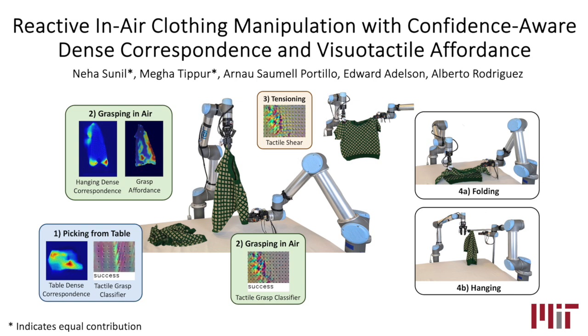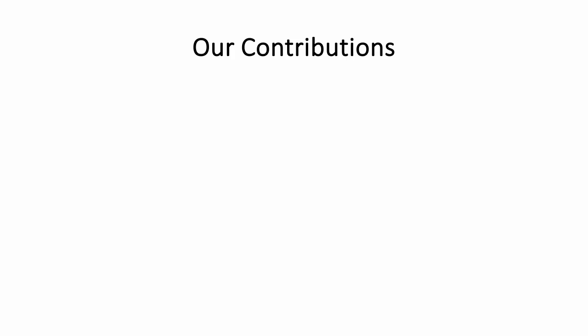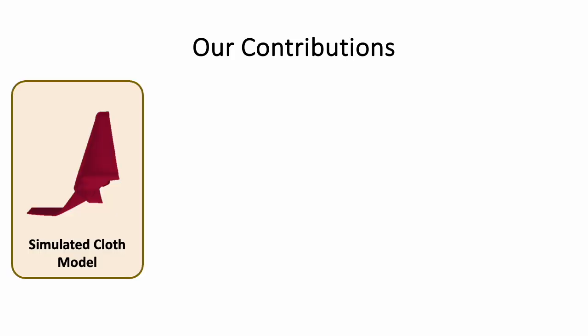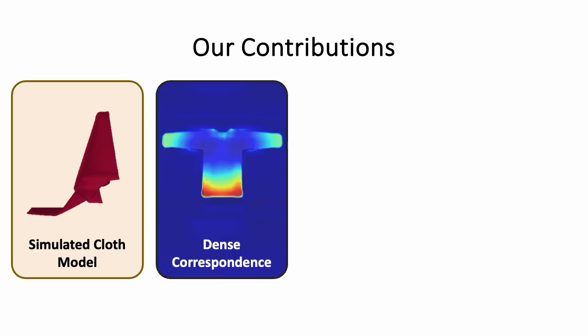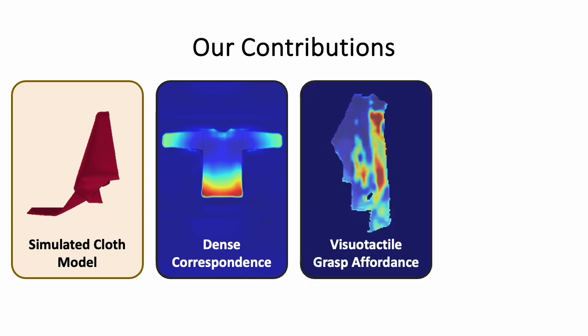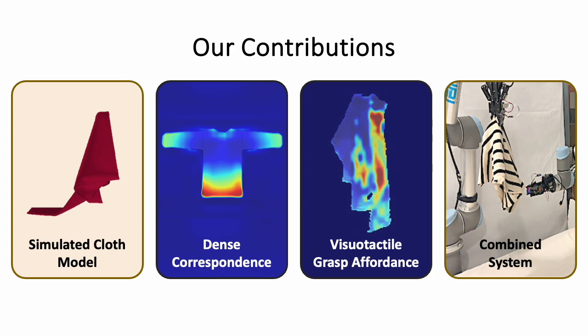In this video, we present our work on reactive in-air clothing manipulation using confidence-aware dense correspondence and visuotactile grasp affordance. Our key contributions are custom simulated shirts for correspondences across different shirt geometries, confidence-aware pixel-wise dense correspondence for shirts both crumpled on a table and hanging in air, visuotactile affordances to find good grasp regions, and finally, we combine correspondence, affordance, and tactile sensing for reactive, task-agnostic in-air garment manipulation.